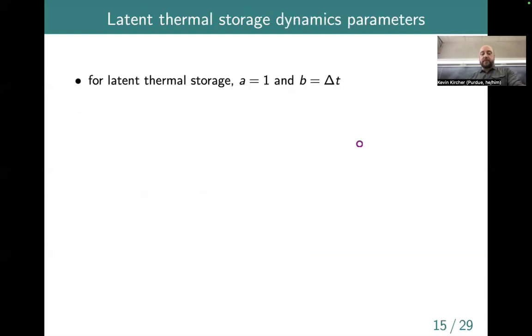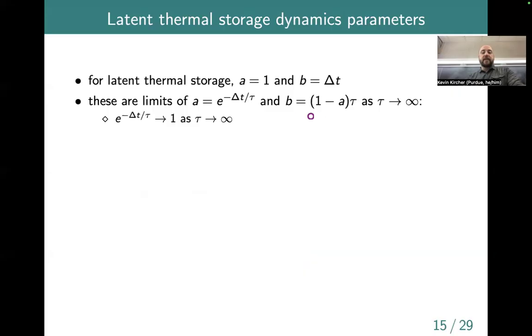And I guess I have a short proof of that here. So, okay, what happens to A and to B as we take tau, which shows up in both of those expressions, to infinity? Well, this thing here, e to the minus delta t on tau, is fairly easy. As tau goes to infinity, delta t on tau goes to 0. Anything raised to the 0 power is equal to 1. And so we get this limit as straightforward.